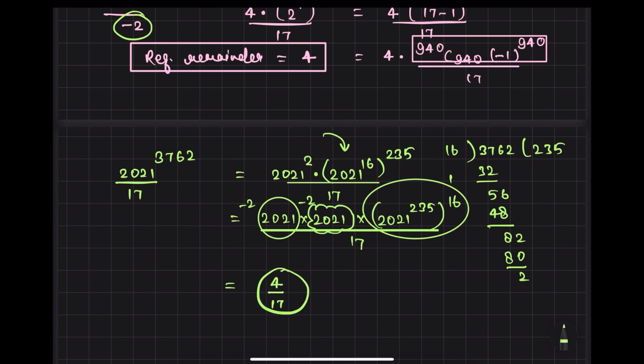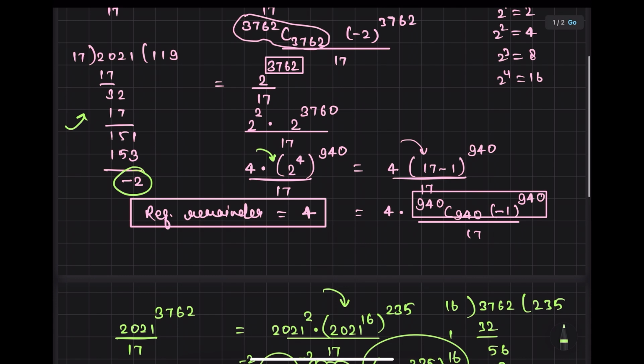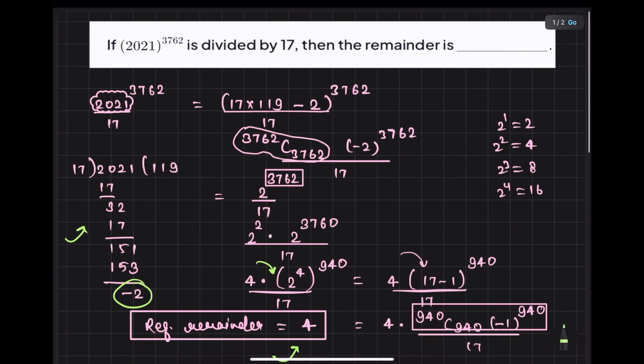So if you divide 2021 to the power 3762 by 17, we will get remainder as 4, which we already proved. So the remainder is 4. I hope you got a better understanding of the traditional method using the binomial concept, and also you are developing some concept towards Fermat's Little theorem. But the point is, Fermat's Little theorem is only applicable if you are dividing by a prime number.